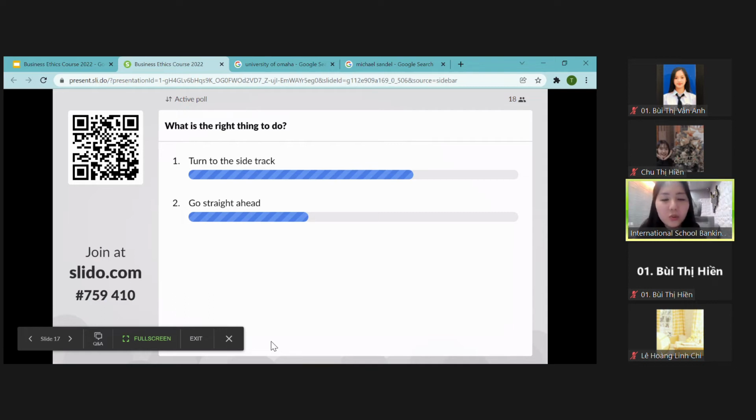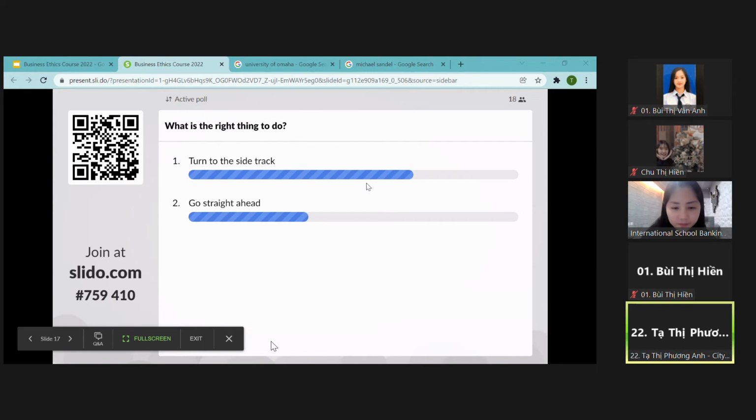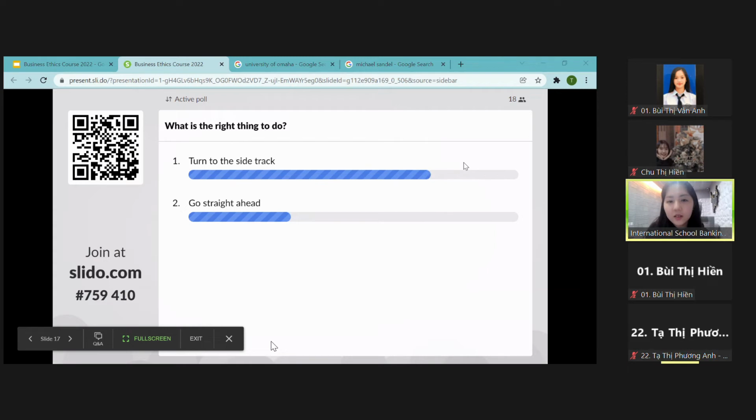Why do you choose this decision? Can somebody share with me the reason that you choose option number 1? I want to minimize the number of casualties. Okay. So the reason that you choose option number 1 is because you want to minimize the deaths, right? Yeah. Okay.